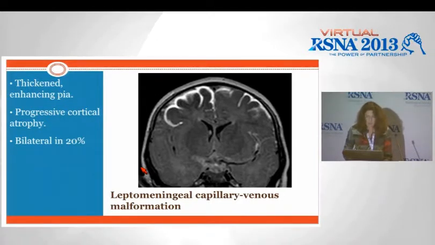This figure is a post-contrast coronal image of a 10-month-old female with Sturge-Weber syndrome, and it demonstrates serpentine enhancement of thickened pia, demonstrating the degree of vascular abnormality. You can also see that there's cortical atrophy of the involved frontal and parietal lobes with associated volume loss. Bilateral involvement is seen in approximately 1/5 of patients.